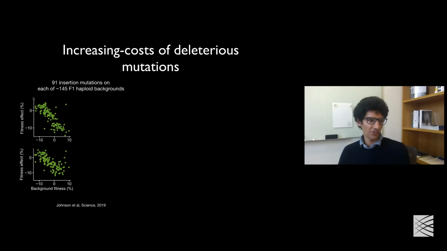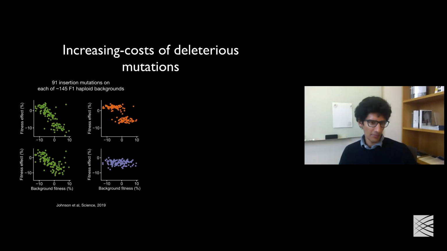And if you plot the fitness effect as a function of the background fitness, you tend to see, as Michael showed, this very nice negative linear trend over here. But of course, this is not the only trend that you see. There are cases which differ. So for instance, in this case, you see that the fitness effect essentially takes on two different states, depending on what the background is. Or you see cases where the fitness effect is essentially a constant across the different backgrounds.